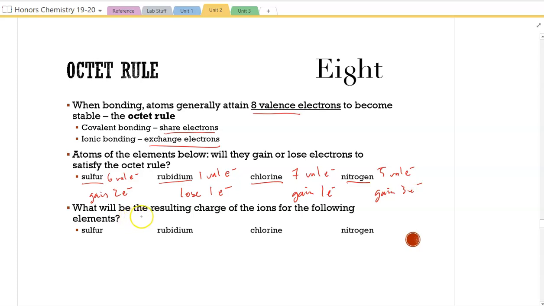Now, as a result, what will be the charge of the ion once those atoms lose or gain those electrons? Sulfur, when it becomes an ion, will have a charge of -2. Rubidium will have a charge of +1. Chlorine gains 1 electron, so it has a charge of -1. Nitrogen, because it gains 3 electrons, will have a charge of -3.